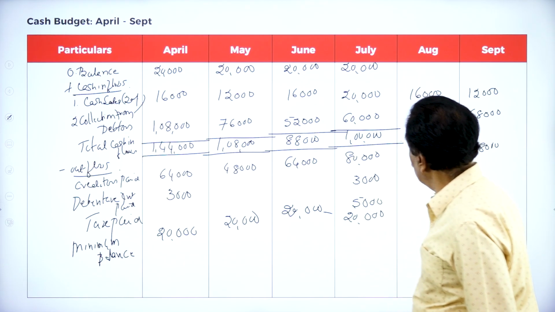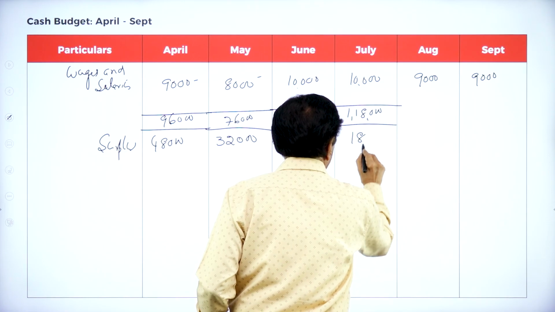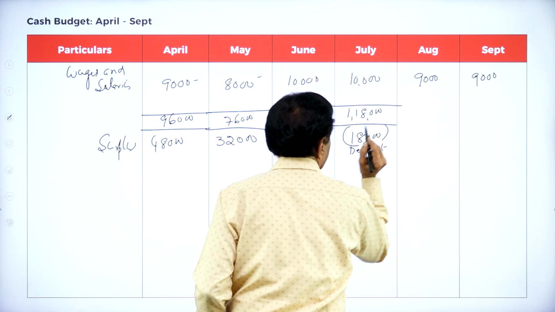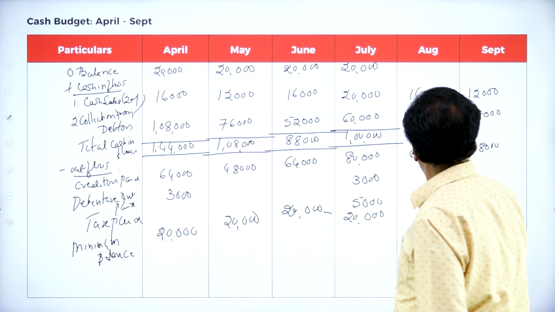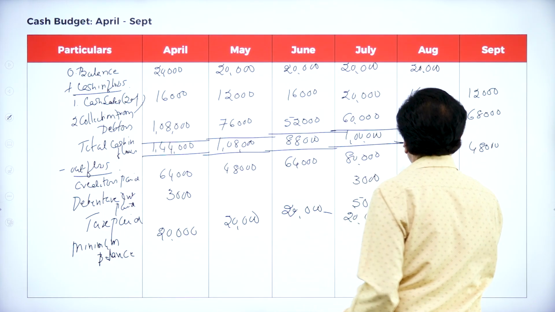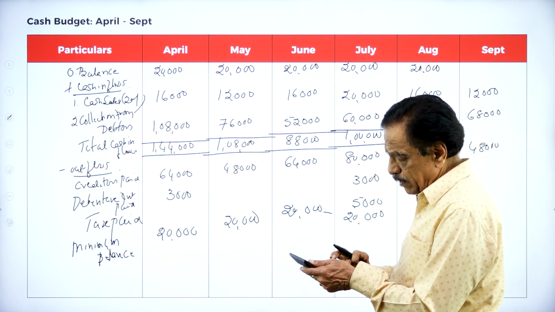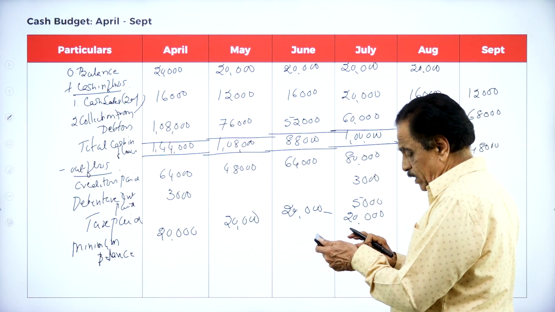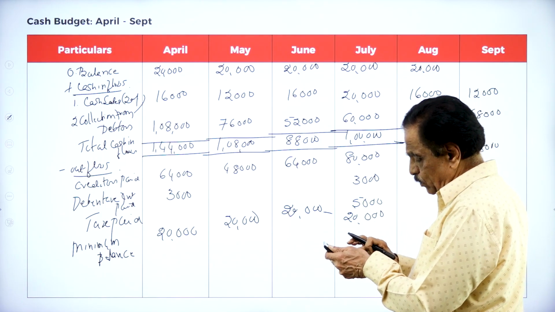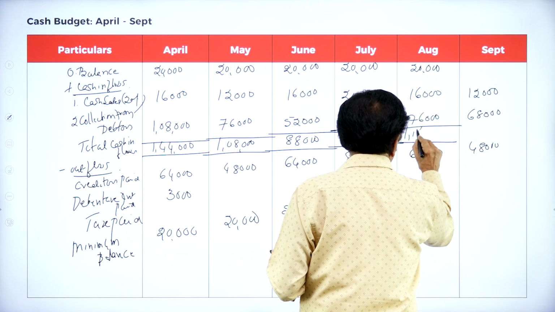This we require, but how much did you get? Only 1 lakh. How much deficit? 18,000. Deficit. Then come back to next month. 20,000. Add the figure. 20,000 plus 16,000 plus 76,000, 1,12,000.